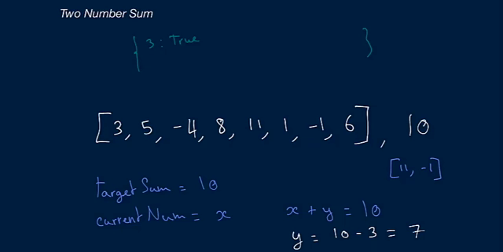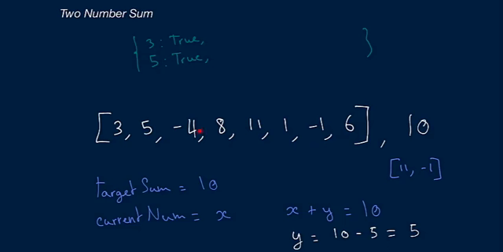So now we move on to 5. And we say, okay, if we have the number 5, let's solve for y. So here we're going to say 10 minus 5 is equal to 5. And is 5 in our hash table? No, it's not. So we skip this. We haven't found our two-number sum. And all we're going to do is store the number 5 here in our hash table as true.